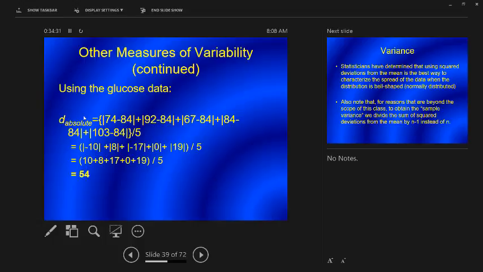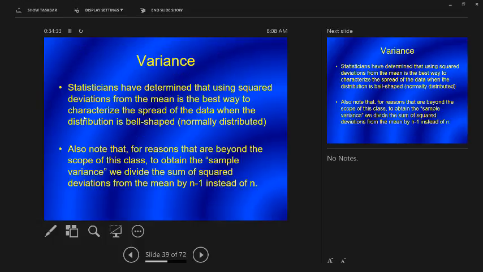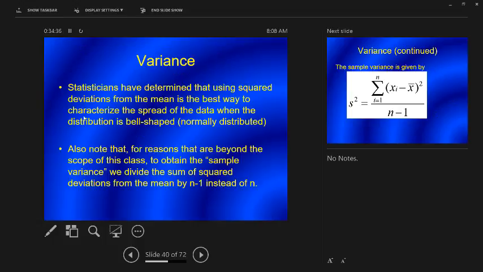That's one way you can do it, but it's actually not the most common way. The most common way would be the variance or standard deviation. The standard deviation is just the square root of the variance, so if you know one, you can go back and forth. Statisticians have determined that using squared deviations from the mean is actually the best way to characterize the spread of your data, particularly well when the distribution is a normal distribution, as we're going to talk about later.